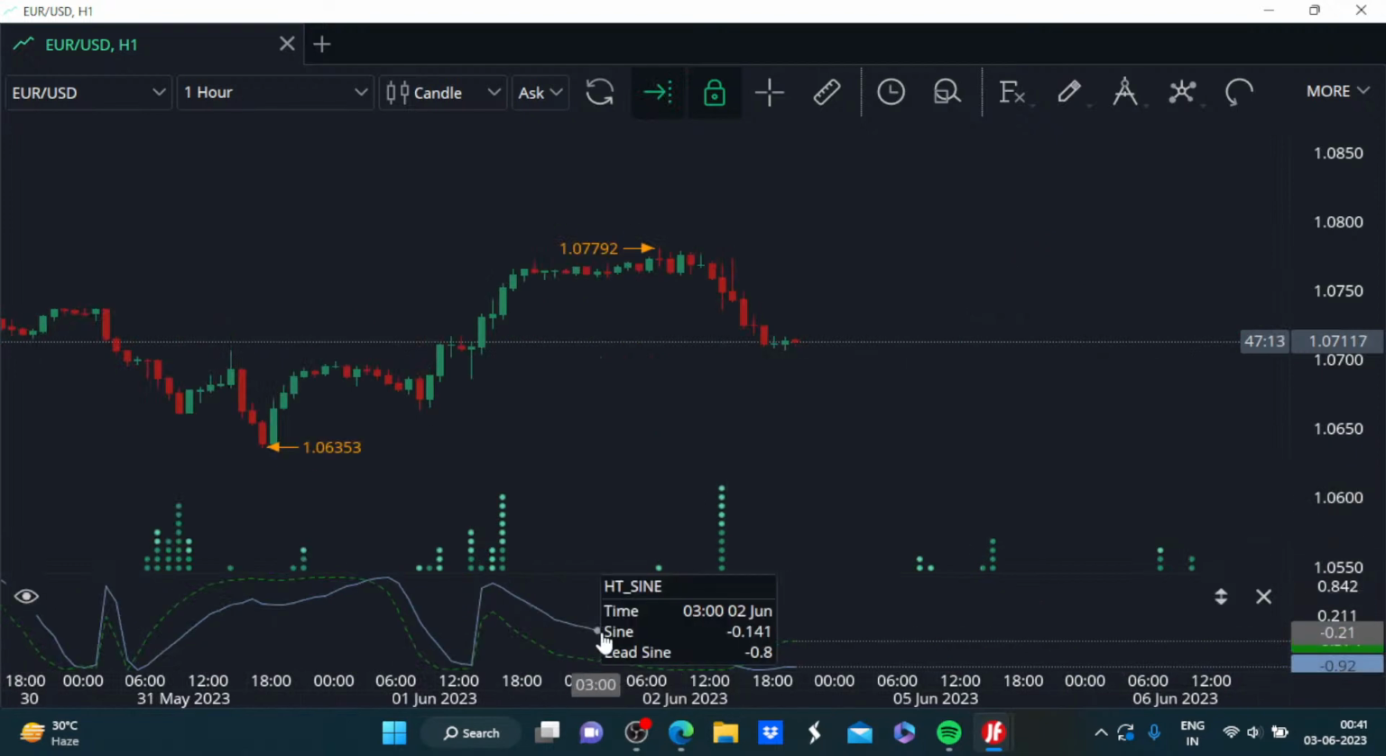Now let me show you the editing panel of this indicator and what we can do for editing this indicator's input parameters.